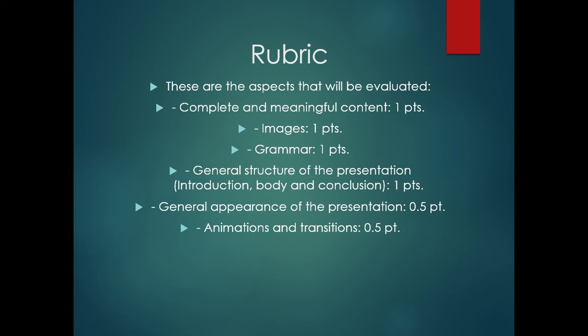What is the rubric that I will use to evaluate? Meaningful content, 1 point. Images, 1 point. Grammar, 1 point. General structure of the presentation, introduction, body, and conclusion, 1 point. General appearance of the presentation, 0.5 points. And animations and transitions, 0.5 points.